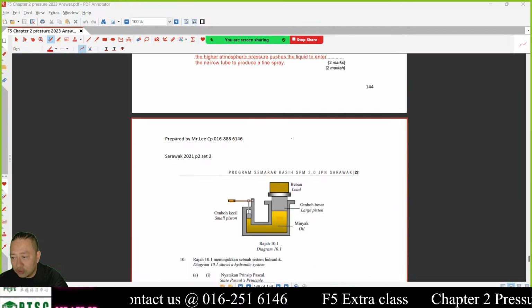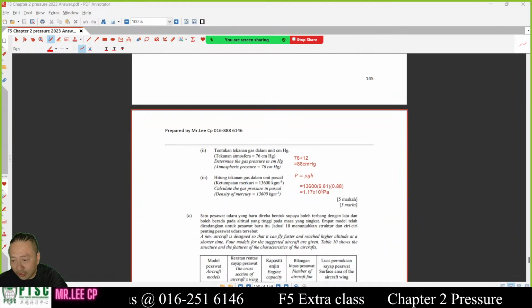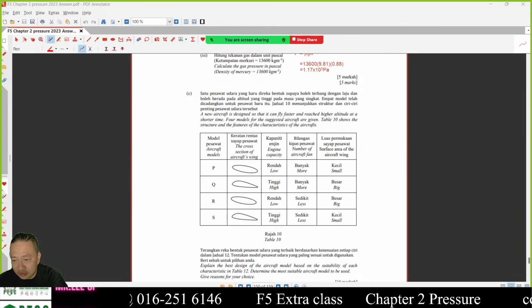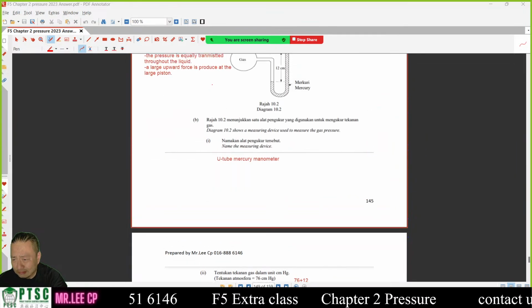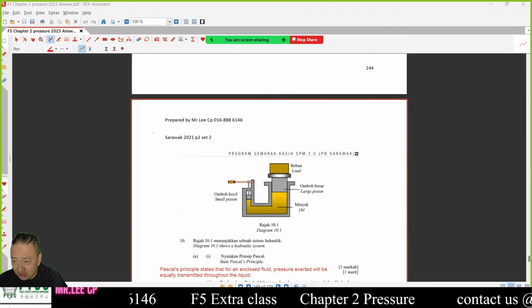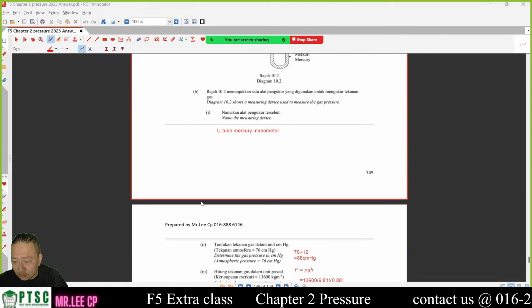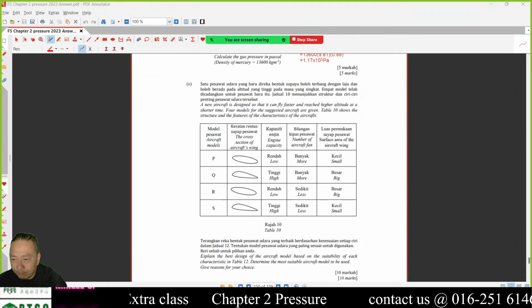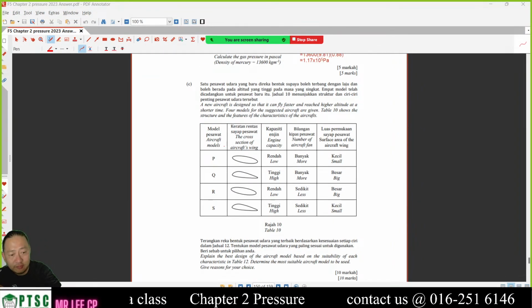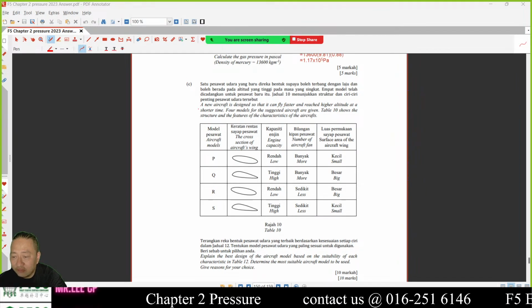So this is what I have sent you to do, and we are going to discuss from here, right? This is SPM 2021 Paper 2 Set 2. Later I'm going to show you the answer. Good afternoon all. Okay, let's have a look at this one.